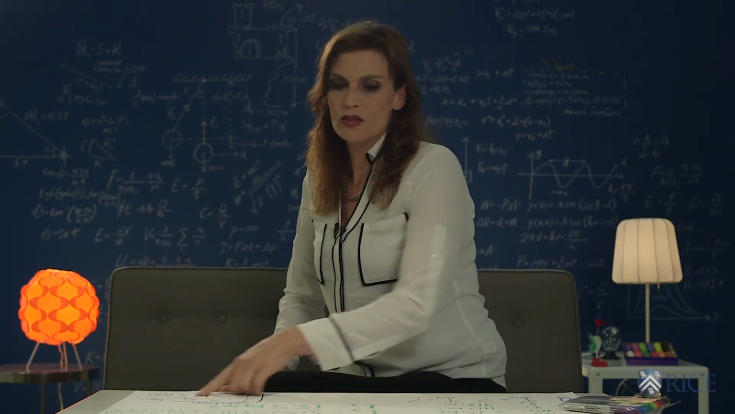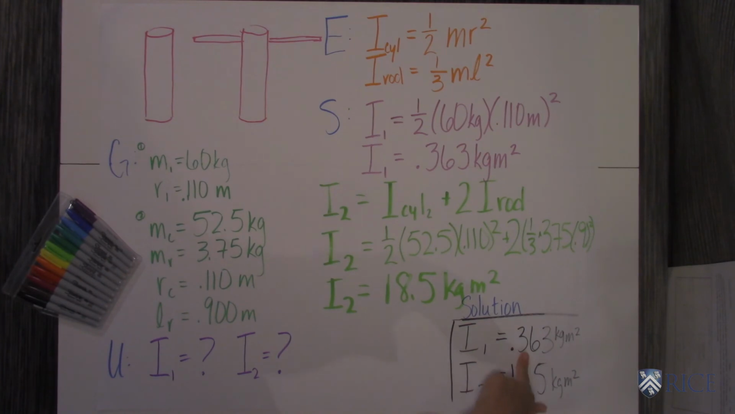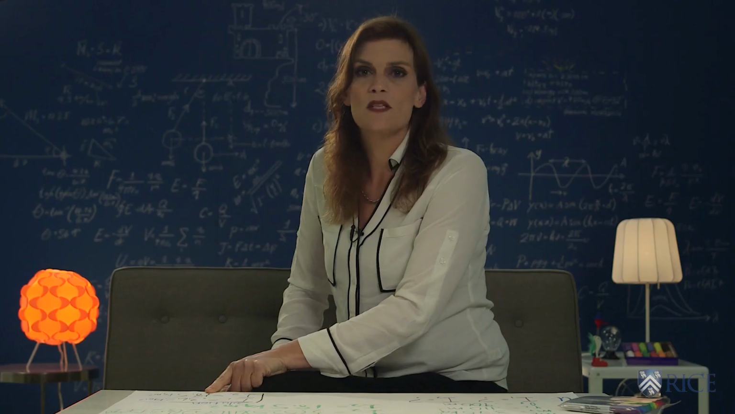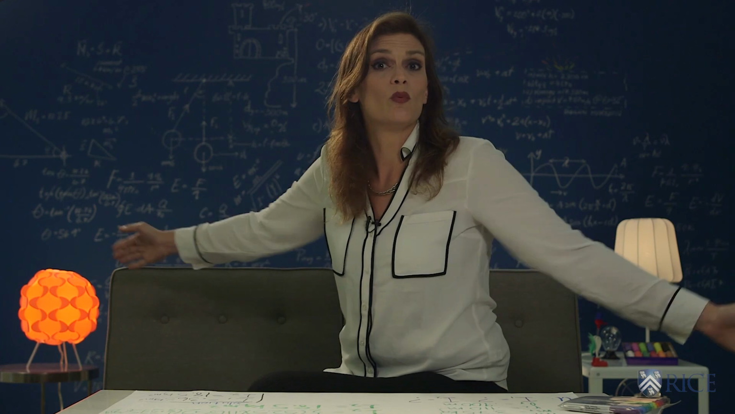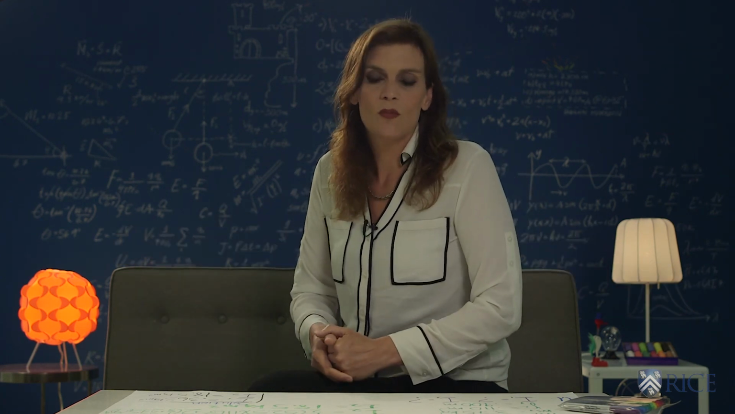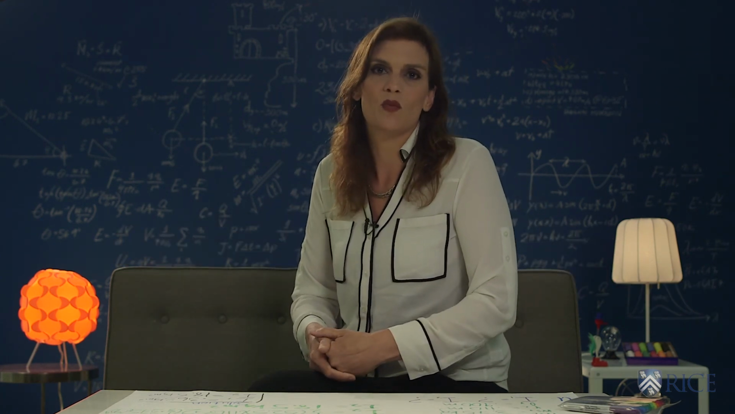So we write our solution in the box here. With his arms in, it's 0.363. With his arms out, it's 18.5. Huge difference. So I hope this mathematically explains that concept of what happens when the skater holds his arms out. And I hope that that will help you when you're thinking about and working at problems.